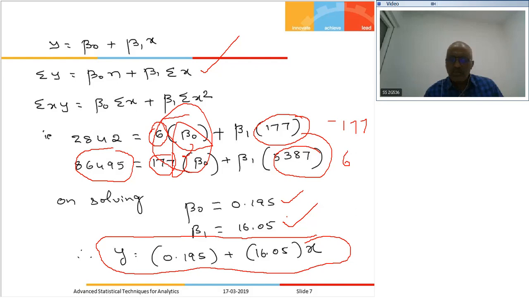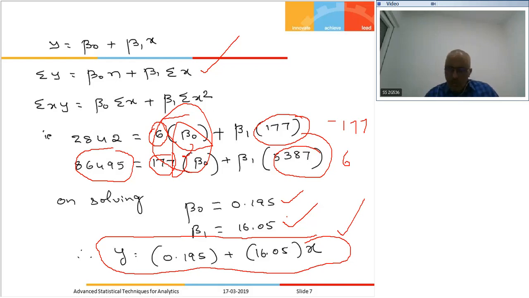Once we have the beta 1 value, if we substitute beta 1 in any one of the equations, we'll get beta naught. So very simple, because we have a calculator. Mostly we are doing it using a calculator. That's why even though numbers are very large, it may not be a difficult thing to do. So once we have beta naught and beta 1, this is the equation which fits the data we had.